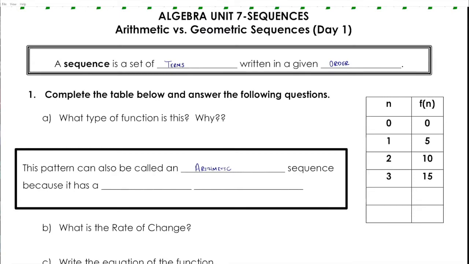Morning, Algebros. Today we're going to compare our arithmetic and geometric series. So remember, a sequence is a set of terms written in a given order.